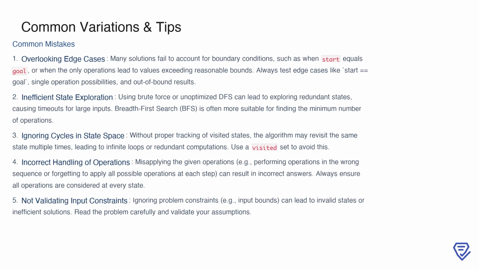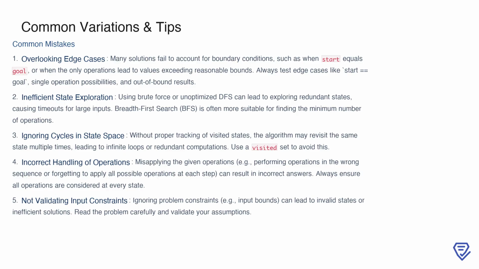First, overlooking edge cases can lead to incorrect results. For example, if the starting number is already equal to the goal, no operations are needed, but this can be missed. Similarly, edge cases like operations causing numbers to exceed reasonable bounds should be tested. Next, inefficient state exploration is another pitfall. Brute force or unoptimized depth-first search can waste time exploring redundant states, especially for large inputs.